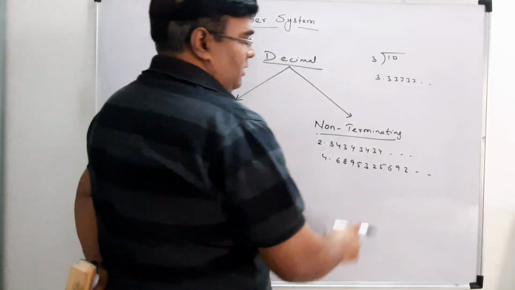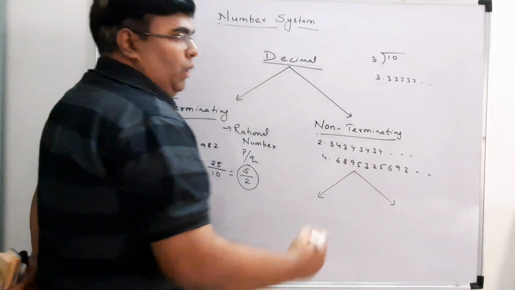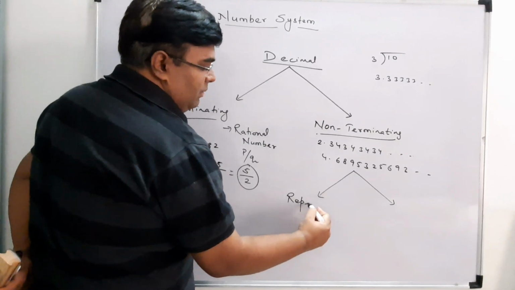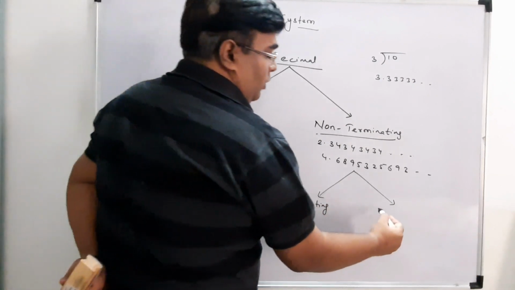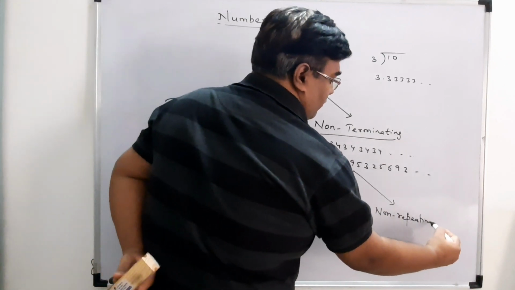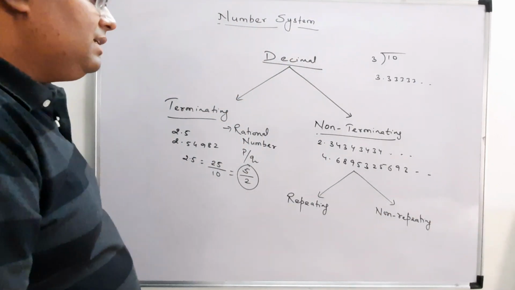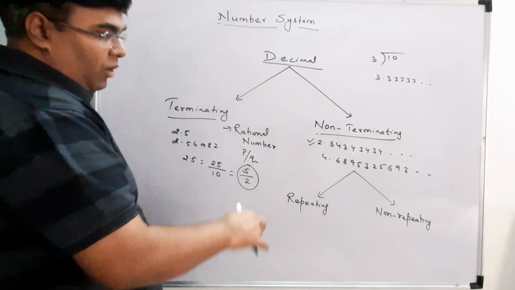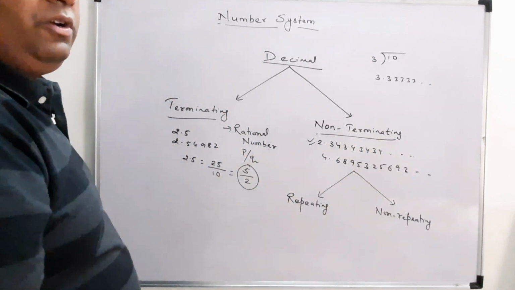Now let us understand this. Non-terminating can be further divided into two categories. One is repeating, or in some books it is also known as recurring, and non-repeating or non-recurring. Now what is repeating and non-repeating? Let us understand this. Repeating, I have already written the first kind, where we have numbers which will repeat themselves after a certain period of time.